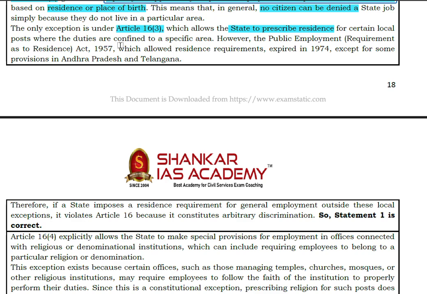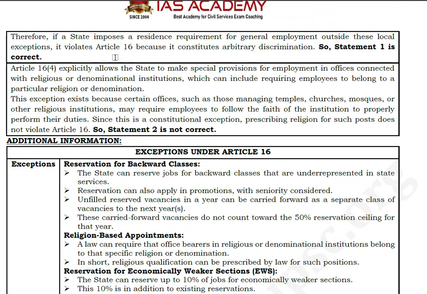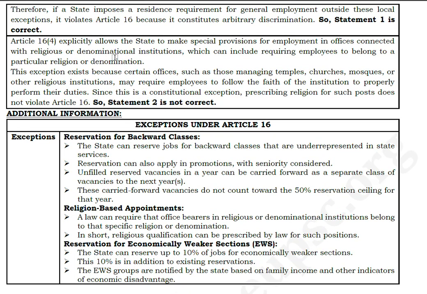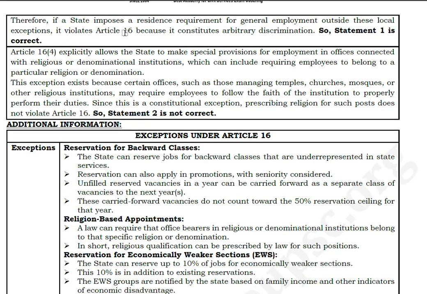However, the Public Employment (Requirement as to Residence) Act 1957, which allowed residence requirements, expired in 1974, except for some provisions in Andhra Pradesh and Telangana. Therefore, if a state imposes a residence requirement for general employment outside these local exceptions, it violates Article 16 because it constitutes arbitrary discrimination. So statement 1 is correct.